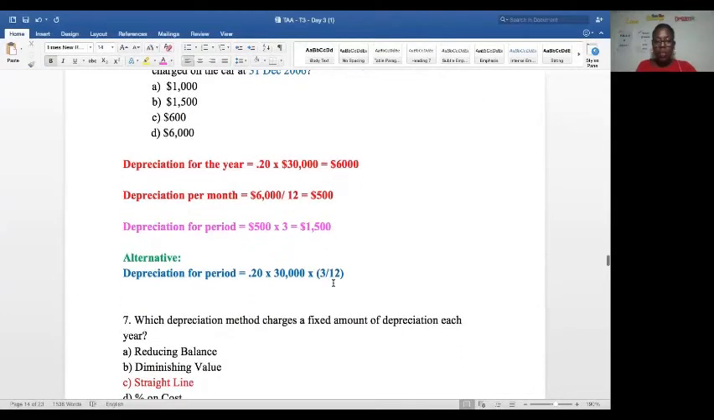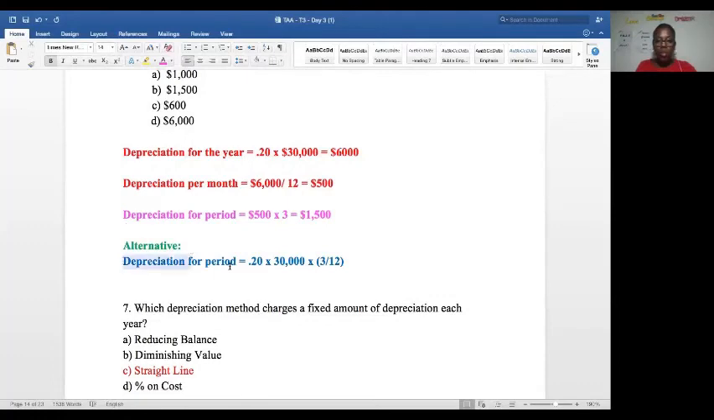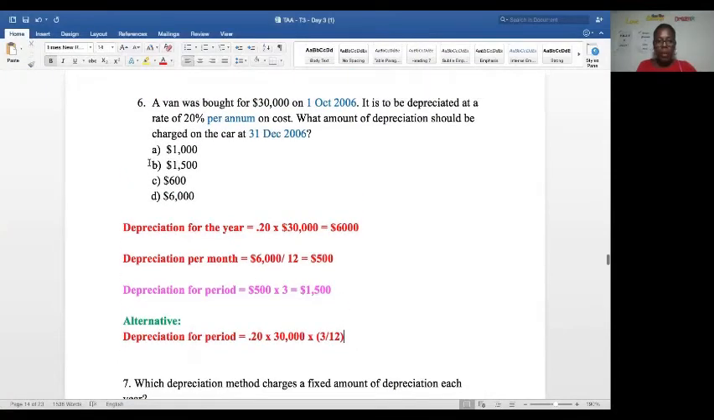Here's an alternative method that you can use, which I'm going to highlight in red now. You take 20%, multiply by the 30,000, and then you use your proportion or your ratio or your fraction, which relates to the amount of time or the period that you had the asset. That's still going to give you 1,500. Answer here is B.